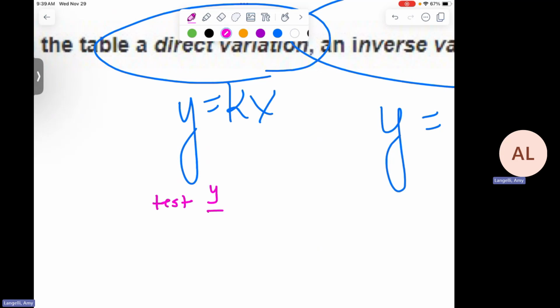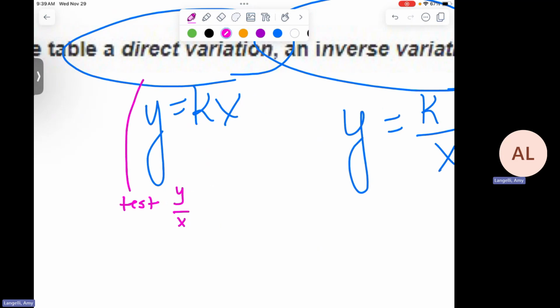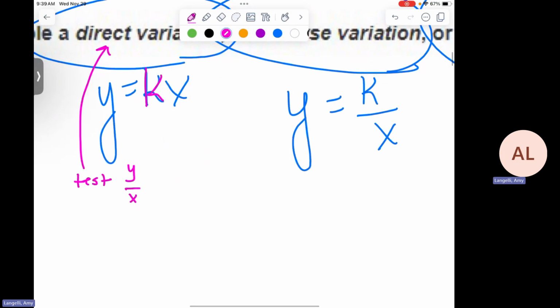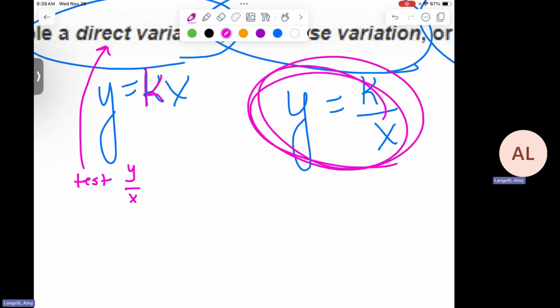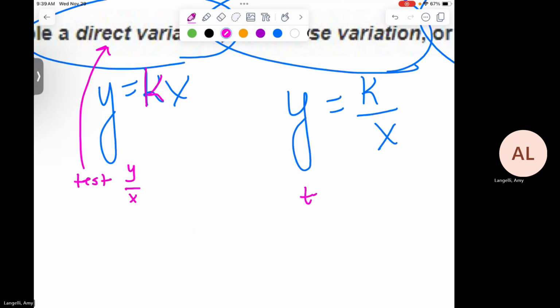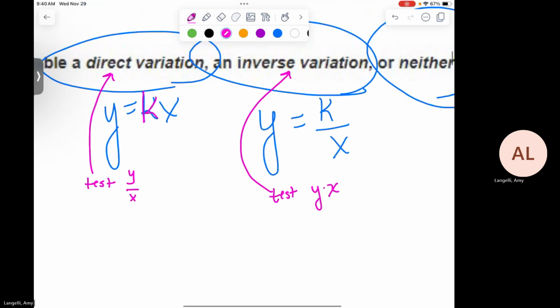That's because the test is y over x for direct. It's really an odd little thing, but you're just trying to see if you can get k. How would you get k by itself here on this one? Multiply x. So the test is actually y times x. All right, let's go look at all the things that were given to us. And then neither just means you don't get the same thing each time.